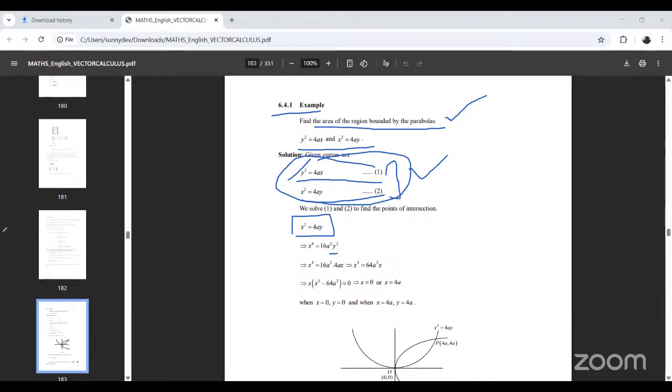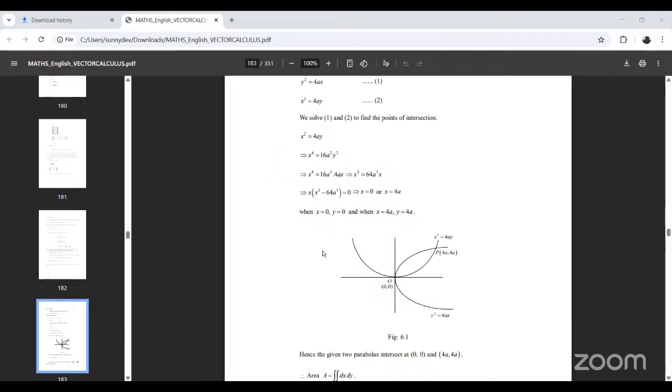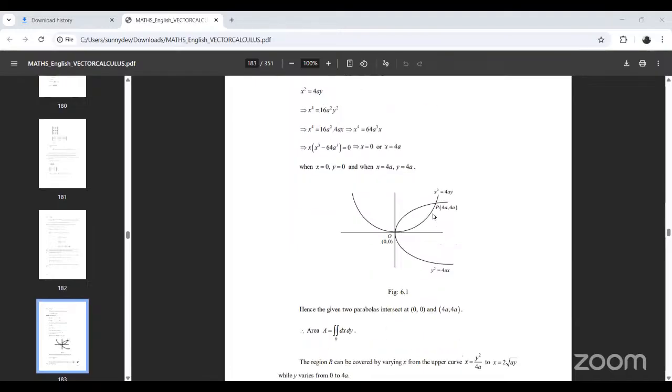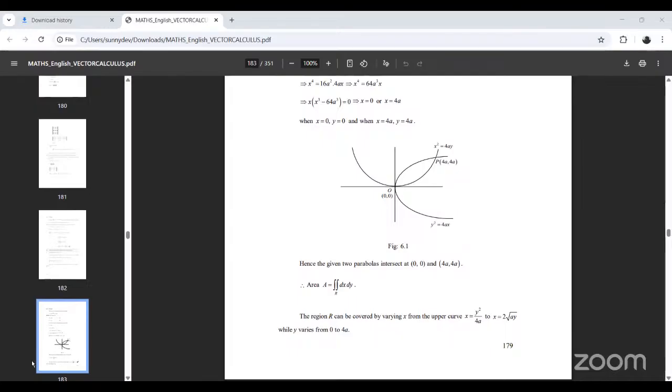Next, when x equal to 0, then y also becomes 0. When x equal to 4a, y equal to 4a. So these two curves are intersecting at the origin and at the point 4a comma 4a. Therefore, we can find that the area is bounded like this here. We can find the area of the region in between these points only.